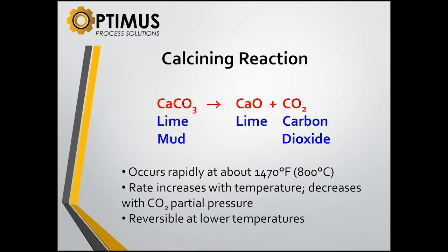The calcining reaction itself, again, calcium carbonate is transferred to lime and produces carbon dioxide. This occurs rapidly at about 1470 degrees. The rate increases with temperature and decreases with CO2 partial pressure. It is reversible at lower temperatures. So there is a point within the kiln itself at which that conversion is occurring, and that area can move around in the kiln based on temperature profile.